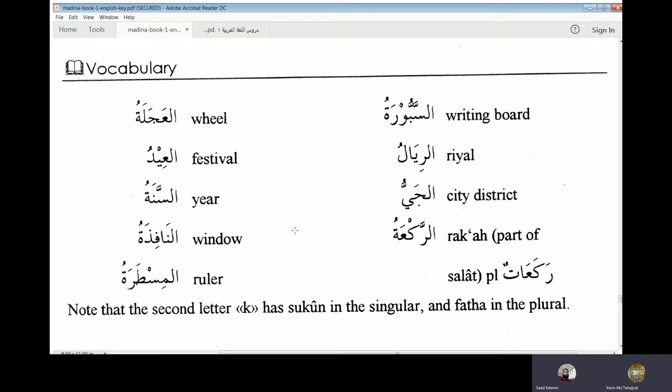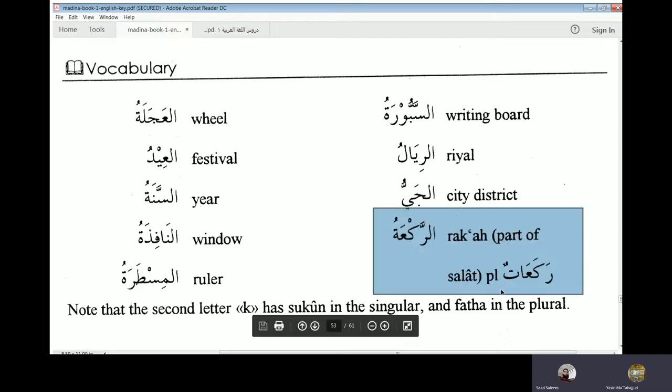Ar-Rakaatu. Rakat are the units of salat. Fajr has two obligatory, Zuhr has four, Asr has four, Maghrib has three, Isha has four. Also, rakat is plural. Rakah is one. Oh, I never knew that.